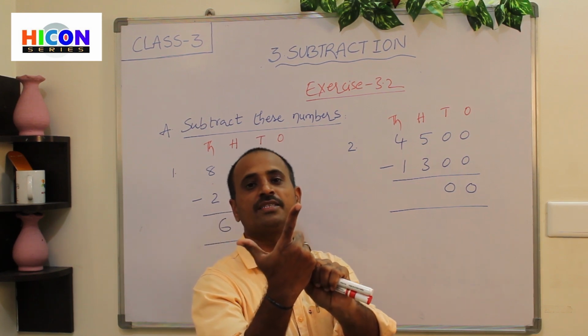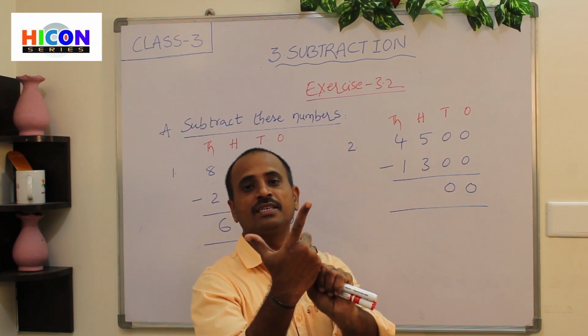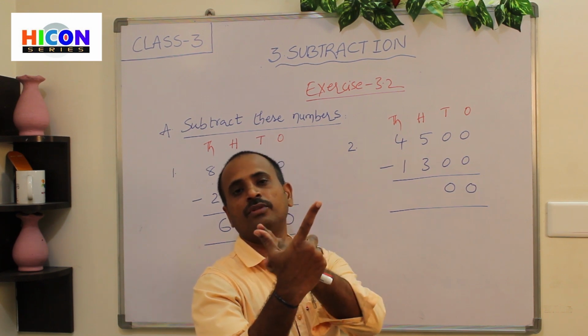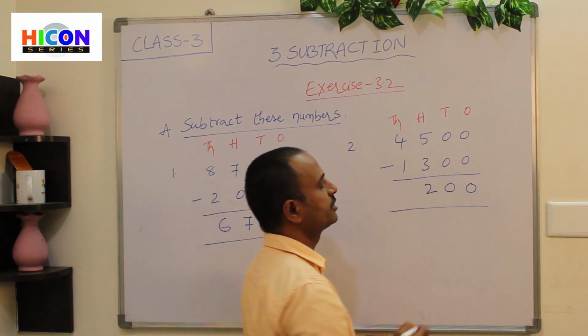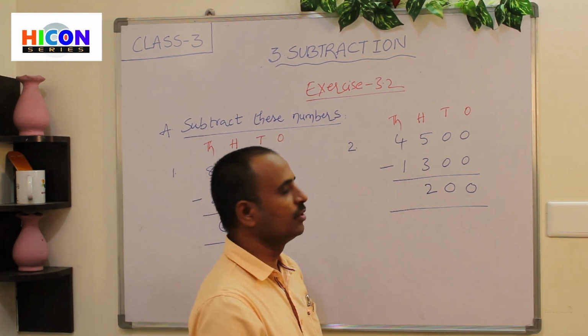So children, how many fingers are remaining? So count 1, 2. There are 2 fingers remaining. So write 2 under hundreds place. Now go to thousands place.